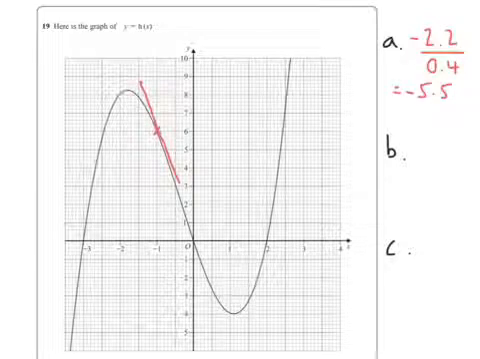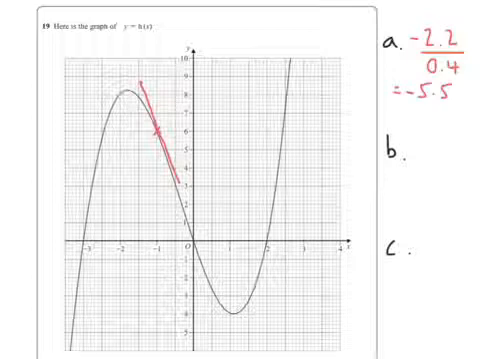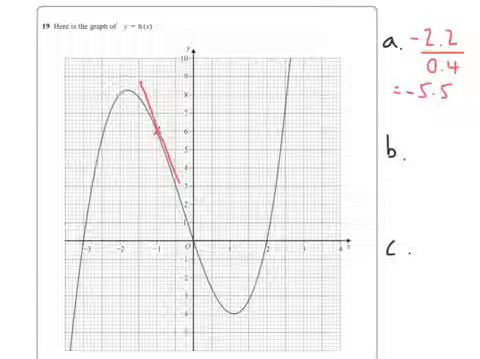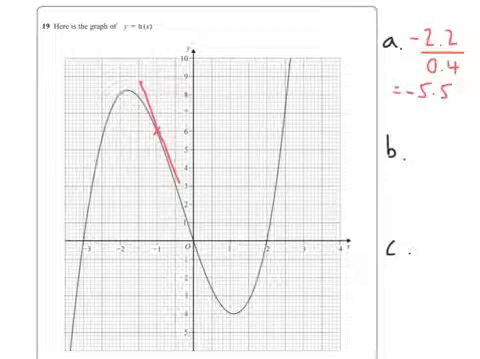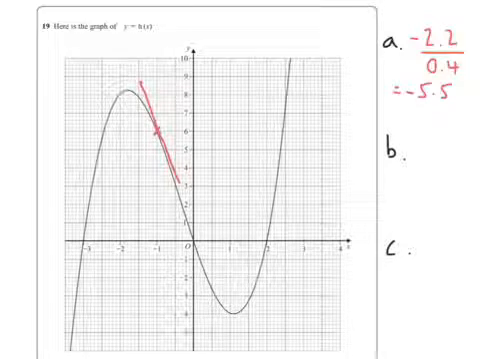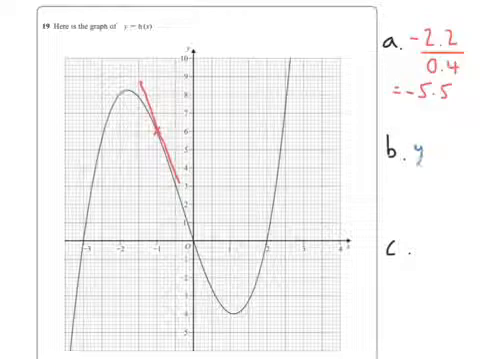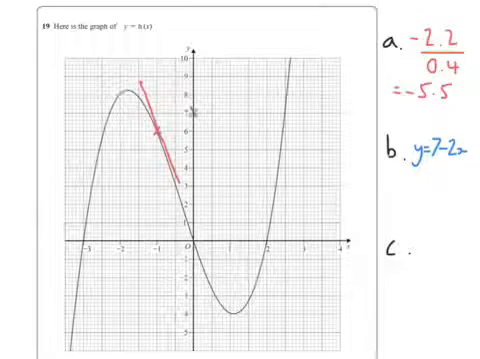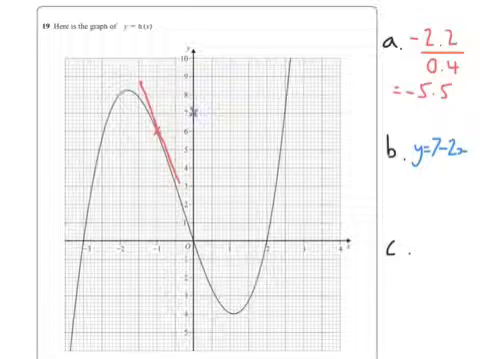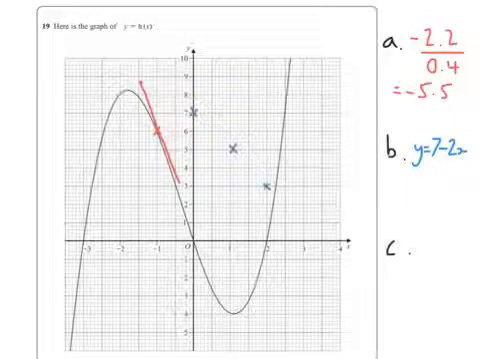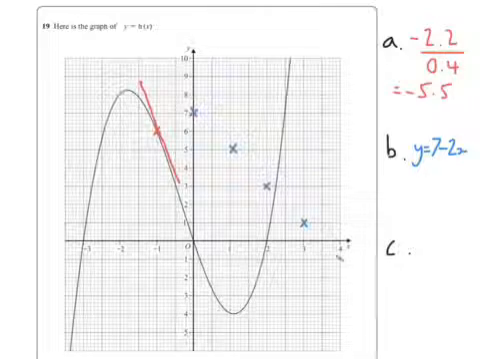Next, part B. It says, by drawing a suitable straight line on the grid, find an estimate for the solution of the equation h of x equals 7 minus 2x. Now, all that essentially means is you need to draw the line of y equals 7 minus 2x. So y equals 7 minus 2x. Oops, my minus hasn't really come out. So here we go. Crosses at 7 on the y-axis, along 1, down 2, along 1, down 2, along 1, down 2, and so I've got a nice straight line there.